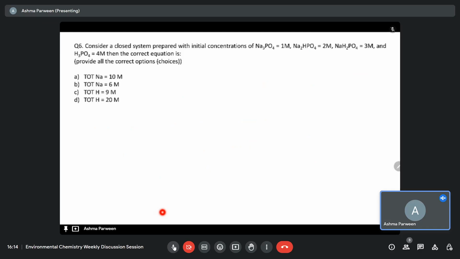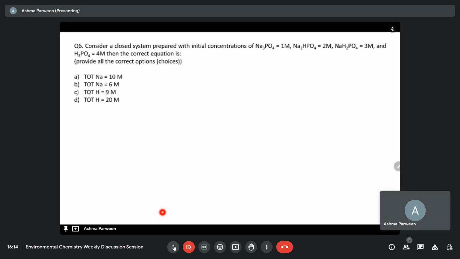So again, I think the question is the same, and we have been asked to find out the total Na concentration. I have shown you the table, so easily you can find out the Na concentration. I'll give you 5 minutes, so just find out the total concentration of Na. Total concentration of sodium is equal to 7, or say I think 6. No, 6 is not the correct answer.